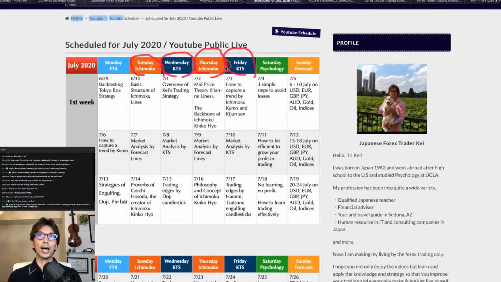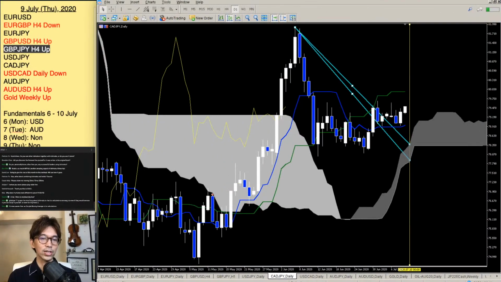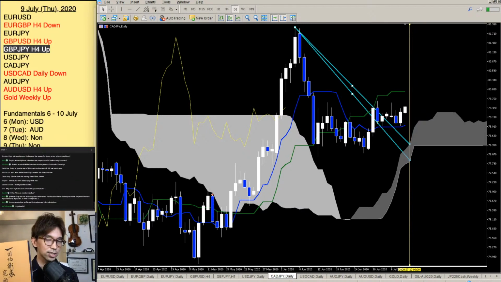On the KTS sessions, I present the other indicators and how I take trades with these, and how I capture the trend by Kumo and Kijun-sen only. So yes, I use different tools and indicators also. But because I know Ichimoku very well and I read these original books of Ichimoku, I decided to reveal the knowledge through my own experience on this YouTube platform.